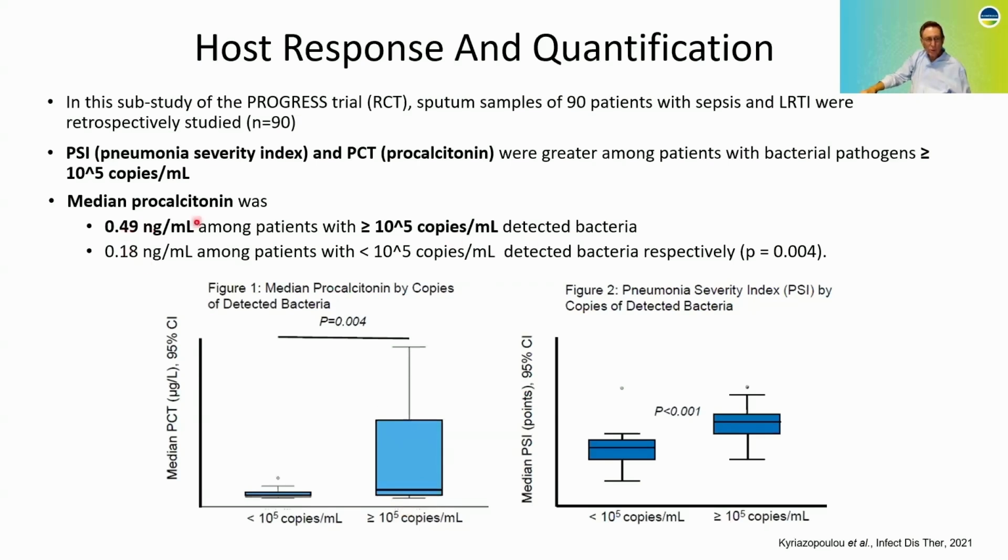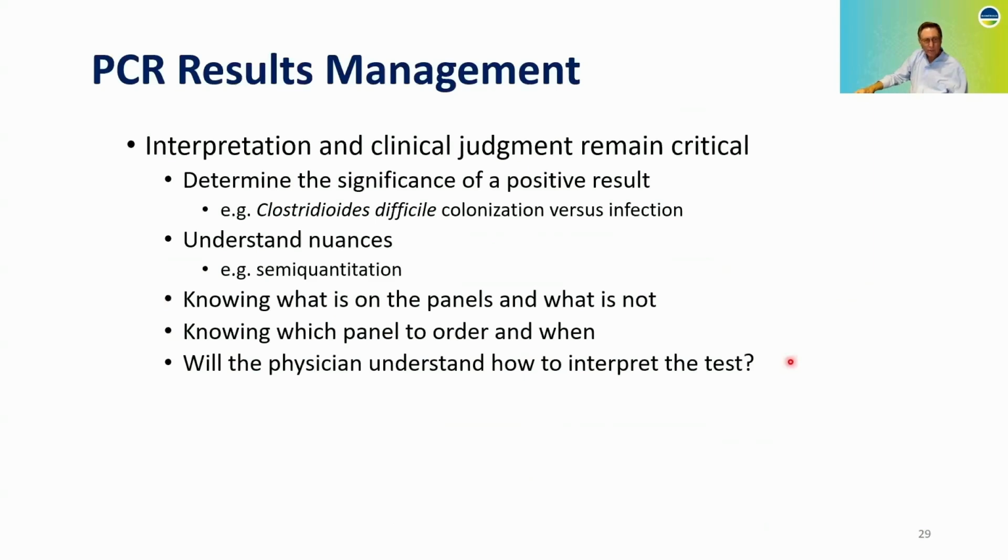You can see almost 0.5 nanogram per ml among patients had greater than 10 to the 5th copies, okay? And usually 10 to the 5th, 10 to the 6th, those are the ones where you really get concerned that it's real. And you can see it was only 0.18 for those people who had less than 10 to the 5 copies. So that's where using that semi-quantitative really is helpful. And if you combine that with procalcitonin, I think it helps our diagnostic accuracy.